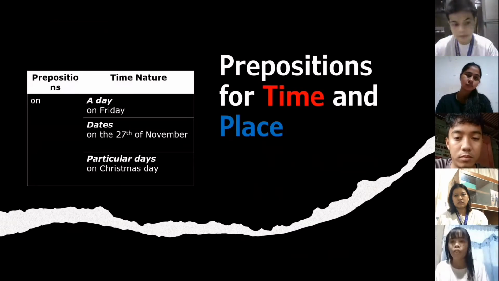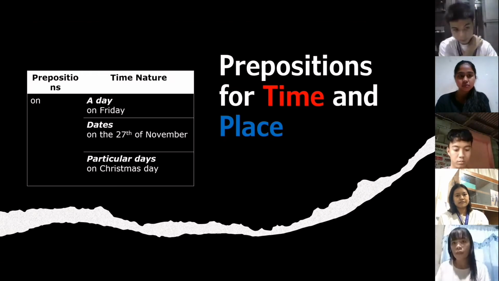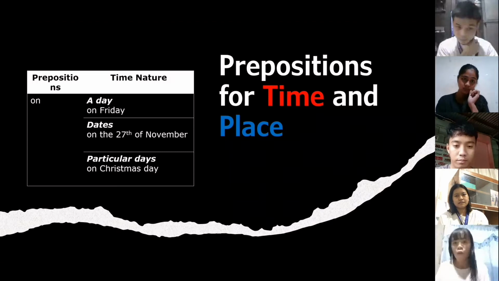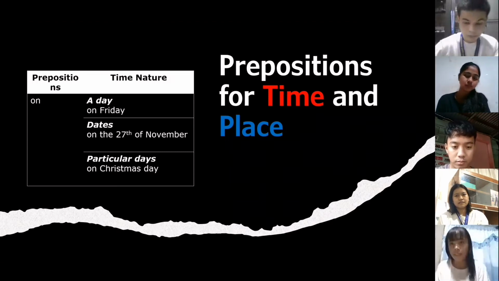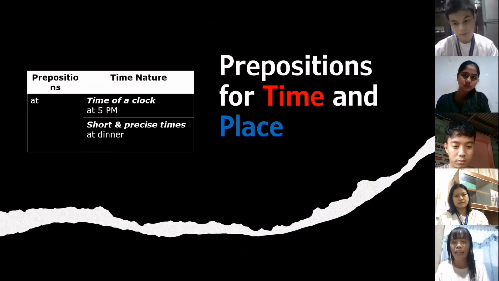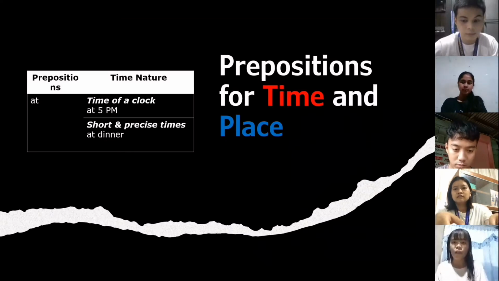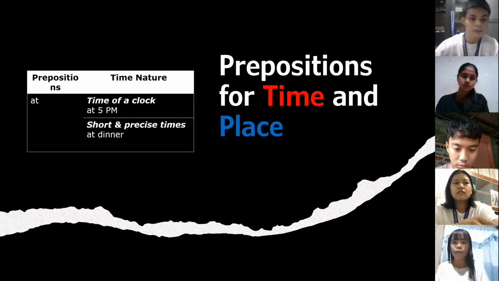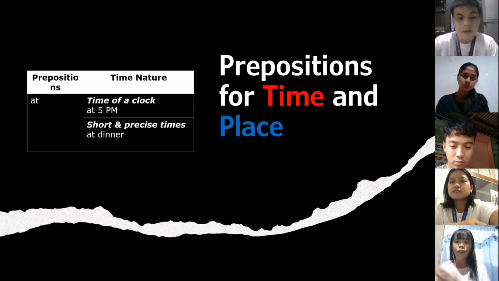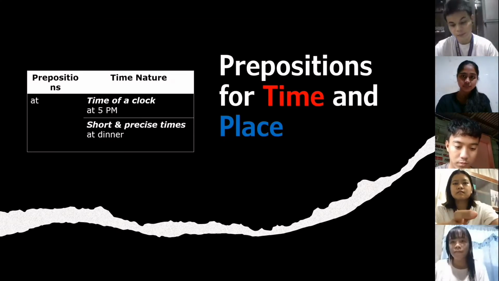Next one is the preposition for time, on. We use on for a day, for example, on Friday, and we also use on for date, for example, on the 27th of November, and for particular days, for example, on Christmas Day. Next slide, please. Lastly, the preposition for time, at. We use at for time of a clock, for example, at 5 p.m., and for short and precise times, for example, at dinner.